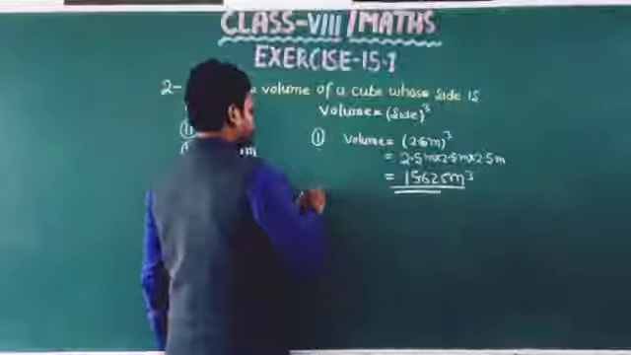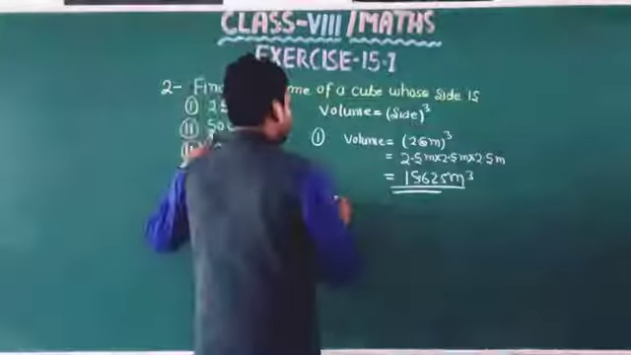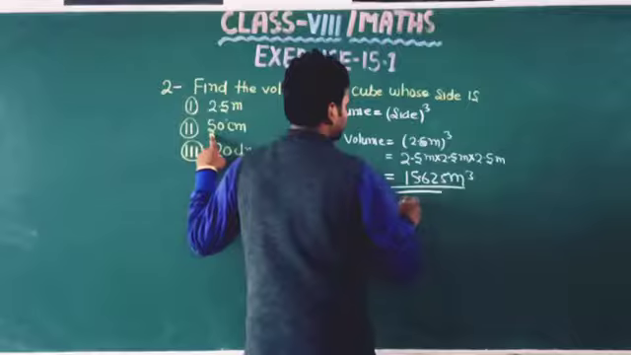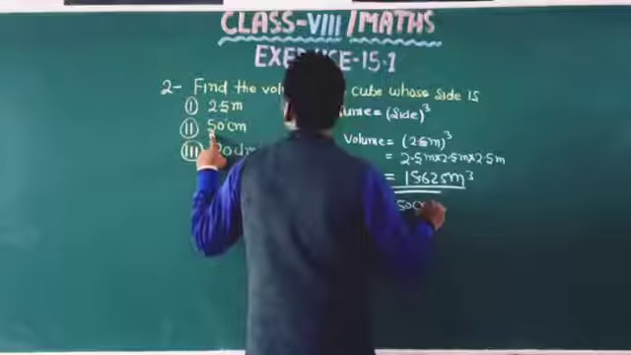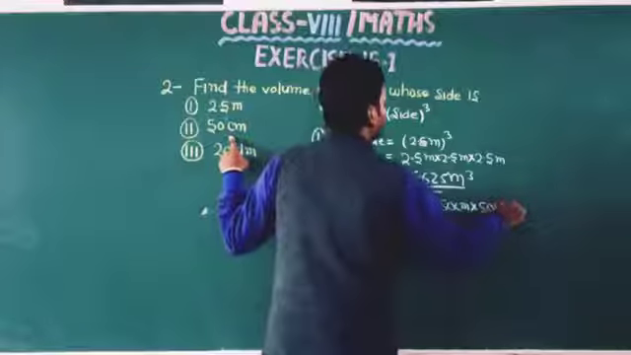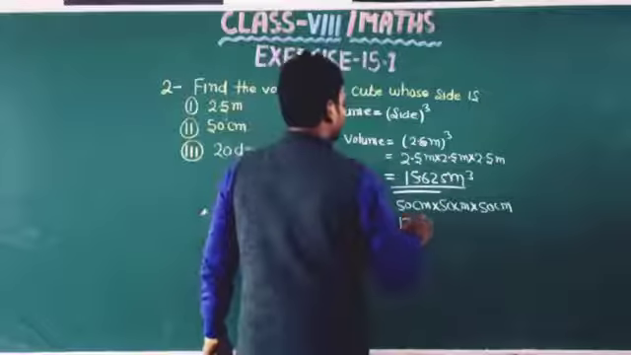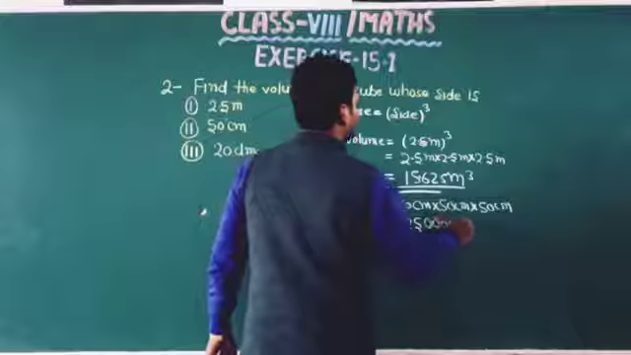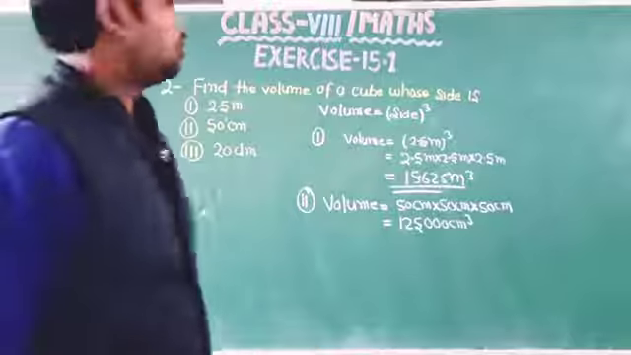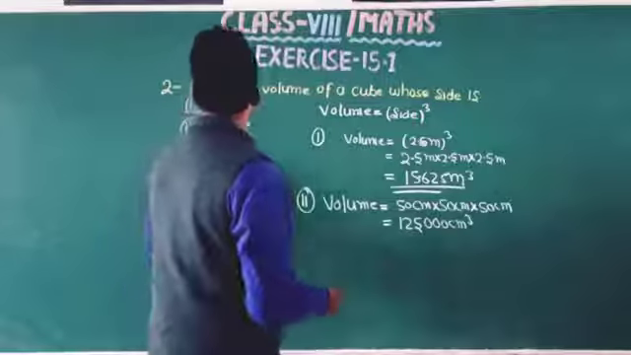And second part, the side is given 50 centimeter. So therefore the volume of cube equals the product of 50 centimeter into 50 centimeter into 50 centimeter. This is 125000 centimeter cube. The volume is 125000 centimeter cube whose side is 50 centimeter.